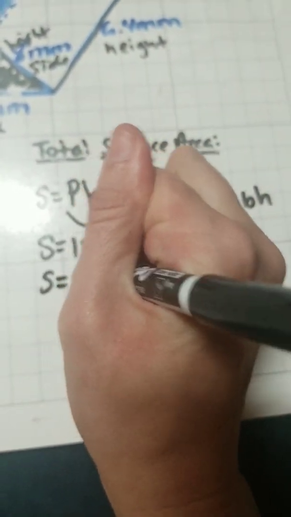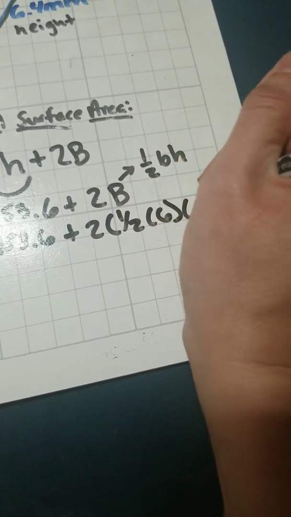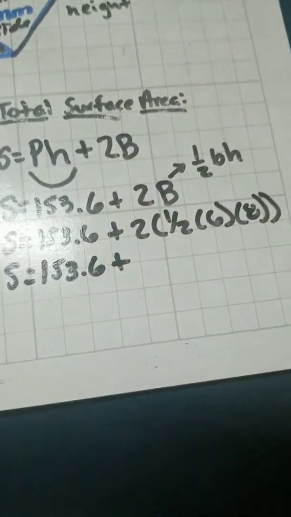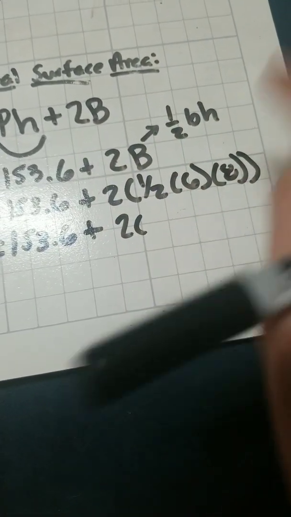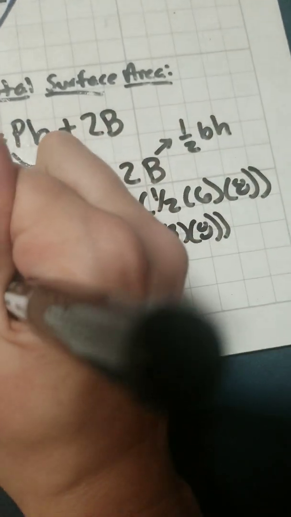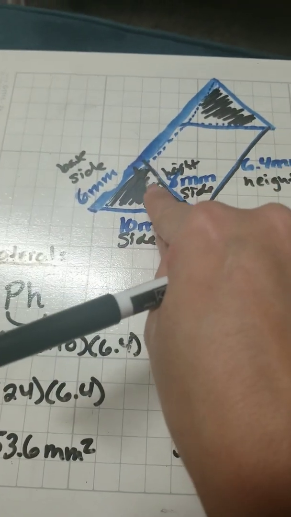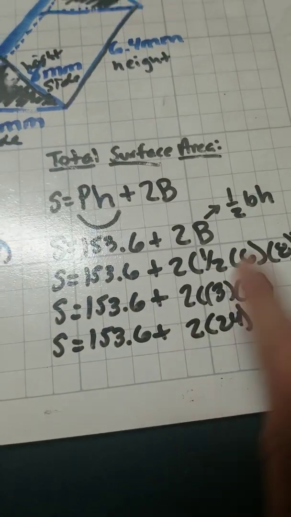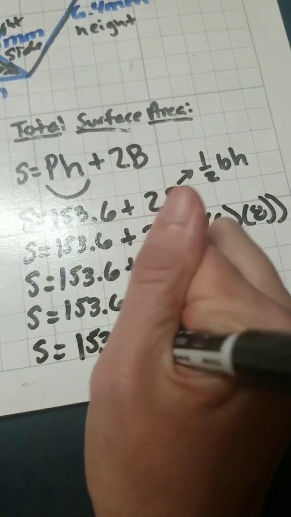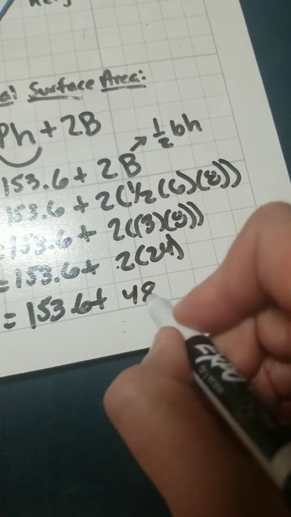Total surface area is my lateral surface area plus 2 times 1/2 of my base times my height. So it's my lateral surface area plus 2 times half of 6, which is 3. And then I'm going to do 3 times 8. So it is my lateral surface area plus 2 times 3 times 8, which is 24. That 24 is just for one base, but remember, I have 2 of those, so that's why I have to multiply by 2. So I'm going to take my lateral surface area and add 2 times 24. 2 times 4 is 8, and 2 times 2 is 4. So 2 times 24 is 48.